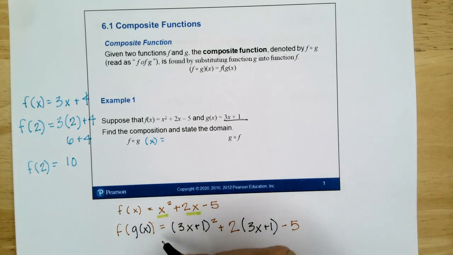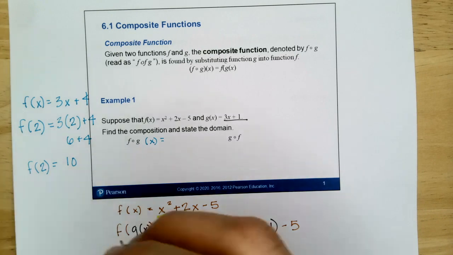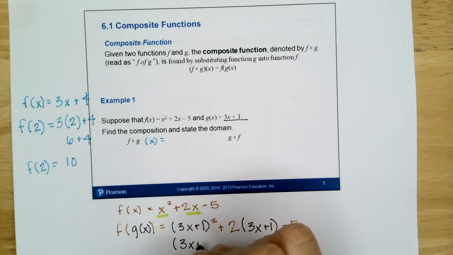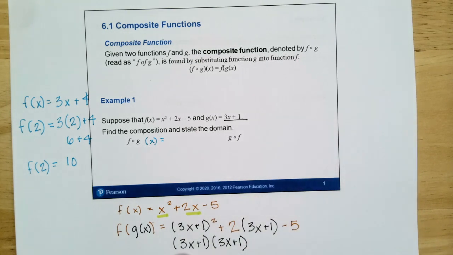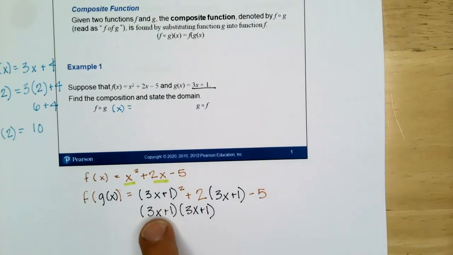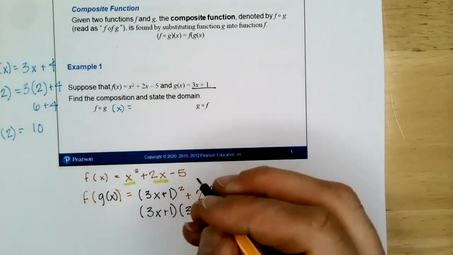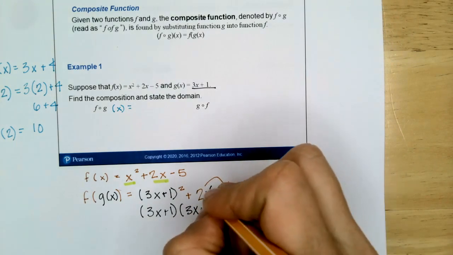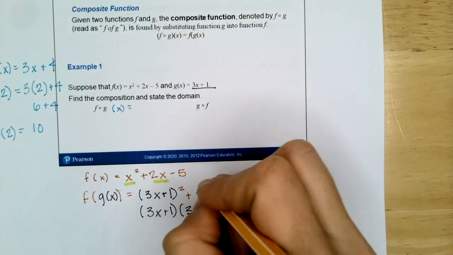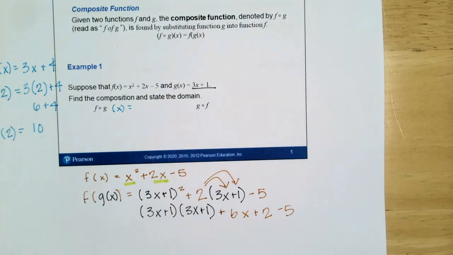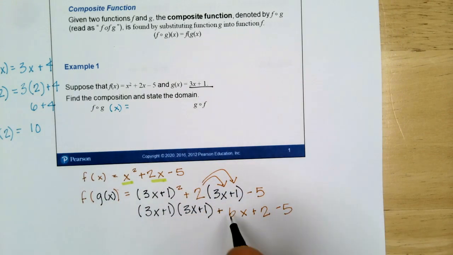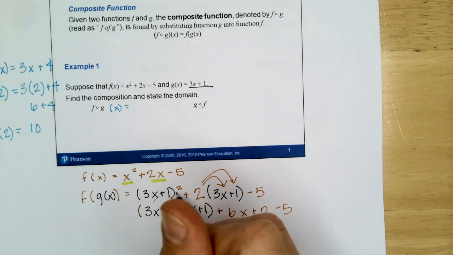Good? How do I clear these parentheses? By using the distributive property. So this we will expand to become 3x plus 1 times 3x plus 1. It's not going to be 3x squared plus 1 squared. Plus that 2, I can distribute it. 2 times 3x is 6x. 2 times 1 is 2. Now, it is the distributive property, but it's more of a FOIL.